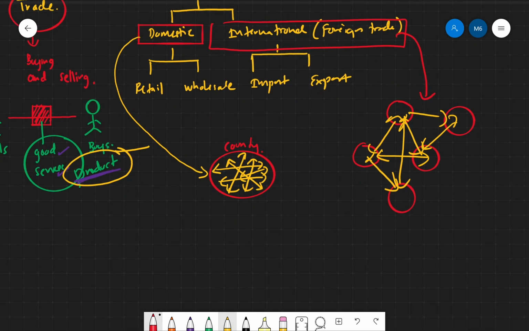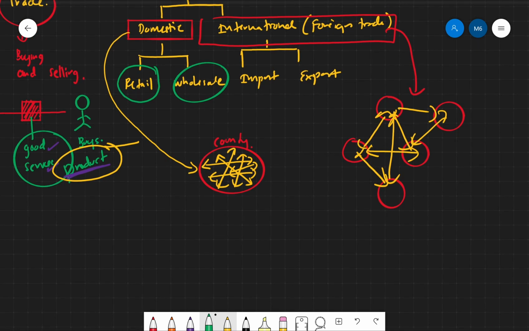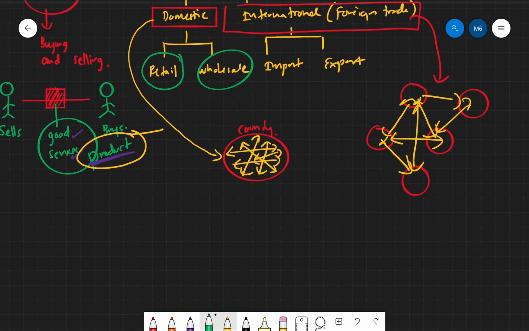Next, we'll see what the main types of domestic trade are. As I have mentioned, one is retail trade and the other is wholesale trade. Let us focus on what is meant by retail trade and what is meant by wholesale trade. I'll teach you all of that. There are some criteria by which we can identify which type of trade it is, right?